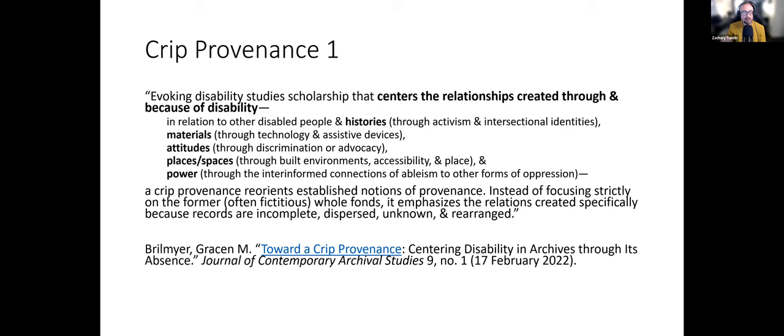A crypt provenance reorients established notions of provenance. Instead of focusing strictly on the former, often fictitious whole fonds, it emphasizes the relations created specifically because records are incomplete, dispersed, unknown, and rearranged. So all that I'd like to point out here is that when I am looking at disability in the archival record, I'm noticing histories, materials, attitudes, places and spaces, and power. So when I'm doing my description, I'm thinking of how to describe these things that I'm seeing.